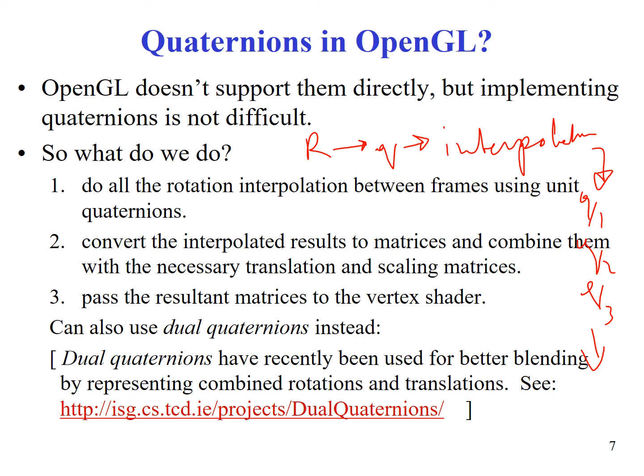We can also use dual quaternions instead. Dual quaternions have recently been used for better blending by representing combined rotations and translations. As far as your unit is concerned, they are not included. You can read about them more here.